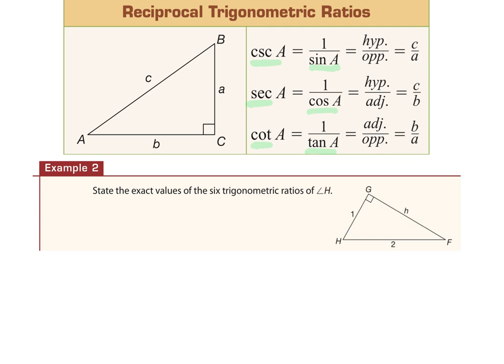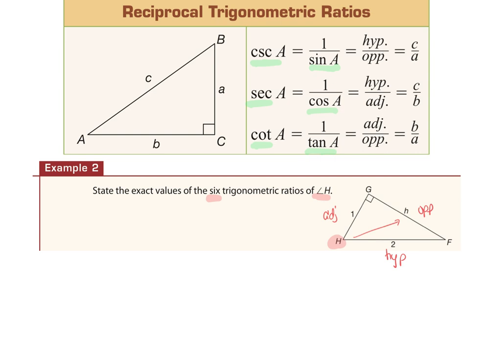So for example, they want us to find the exact 6 trig functions of the angle H. So I'm talking about this angle. The first thing I'm going to do is I'm going to label my sides. Hypotenuse is easy. He's always opposite of my right angle. My opposite side of H is going to be over here, and my adjacent side is going to be right here. What do you notice about this triangle? What's the length of my opposite side? They did not give it to me.